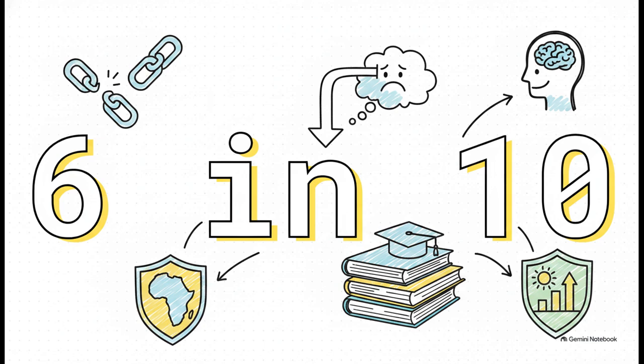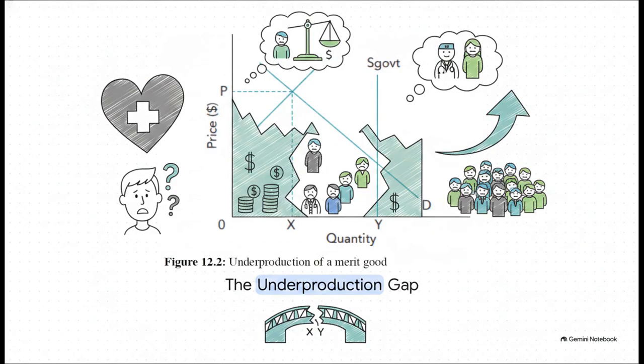To fight back against this, countries like Kenya, Ghana, and Sierra Leone have recently intervened. They've introduced free government education and subsidies to actually make schooling accessible, ensuring their economies can eventually benefit from a skilled workforce. We actually see a really similar problem with healthcare.